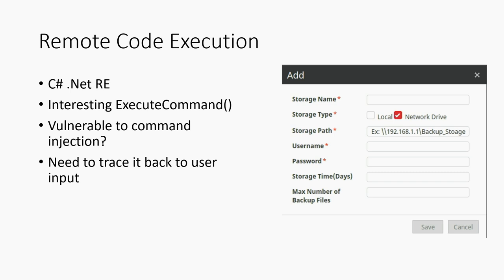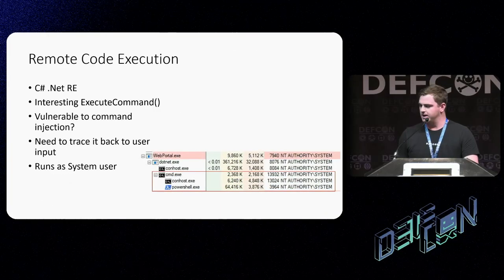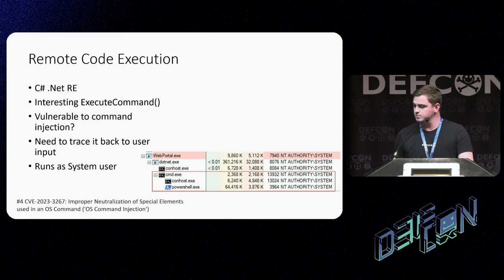And so in order to test this hypothesis, we tried to inject our own PowerShell command via the username parameter. And sure enough, as you can see from this Process Explorer output here, not only did PowerShell spawn, but it is running with SYSTEM privileges. So this was the fourth CVE that we discovered on this device, which is just your classic OS command injection.